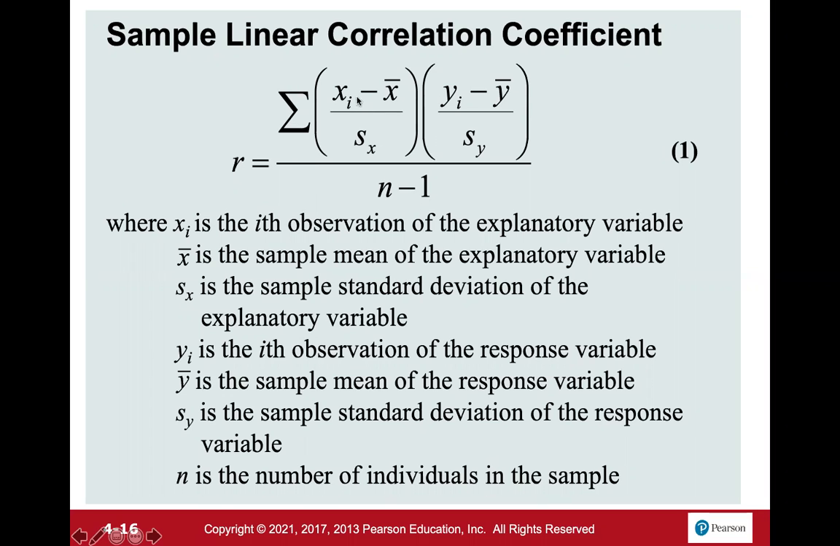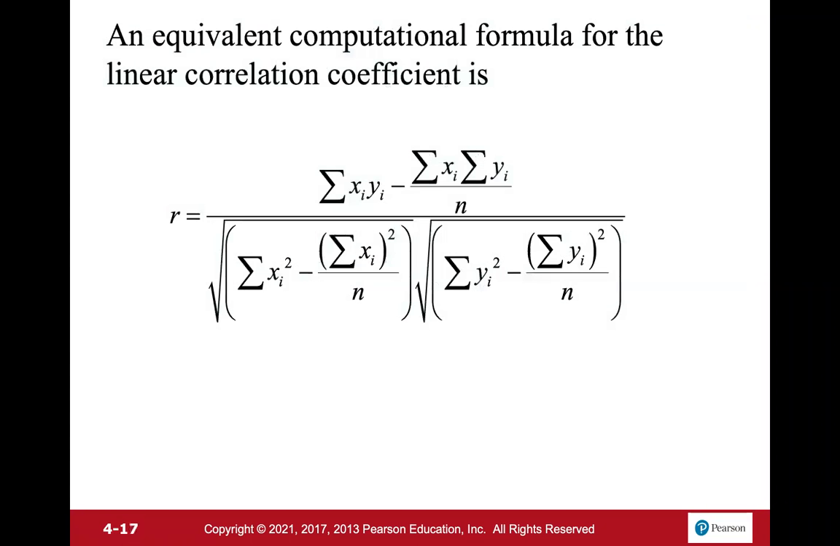So n, remember, is going to be the same for both of them because we can't have a response variable and not an explanatory variable, and vice versa. All right, let's take a look at the data. An equivalent computational formula for the linear correlation coefficient is this right here.